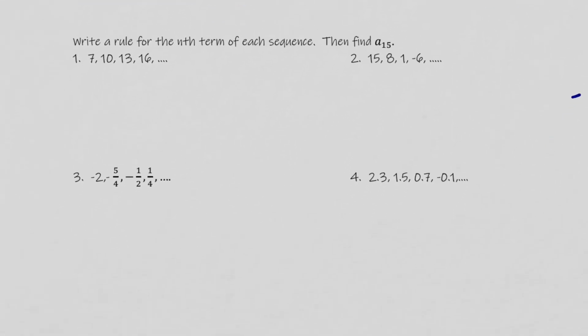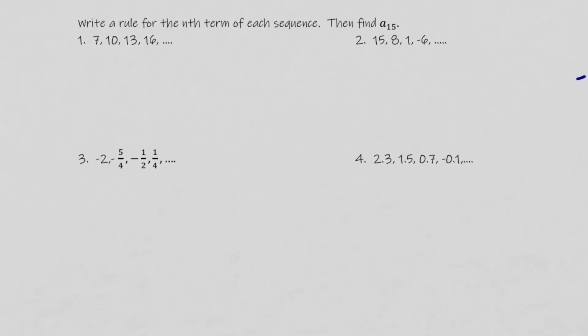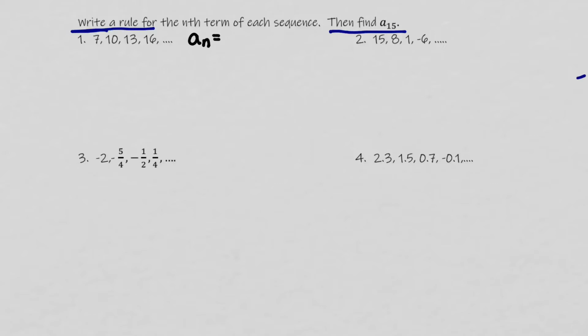All right, now we're going to start using that equation, and we are going to write a rule for the nth term of the sequence. So you write the rule, that's step 1, and then it wants us to find a random term, and it tells us it wants the 15th term. That's what A15 means. All right, so we're going to start with the equation that was given: AN equals A1 plus N minus 1 times D. I can tell by what I was given that this 7 is my A1, the first term in the sequence.